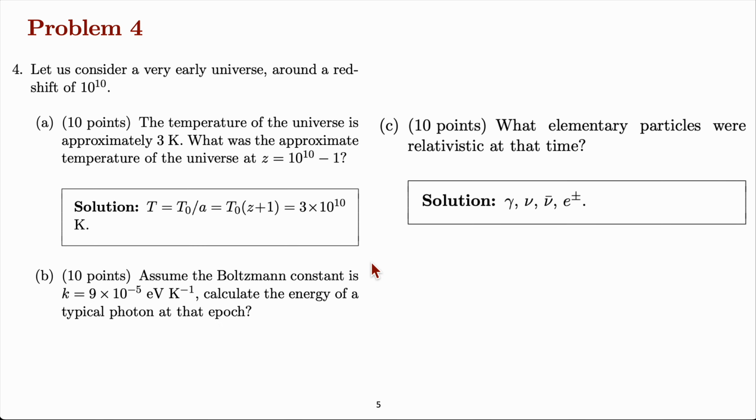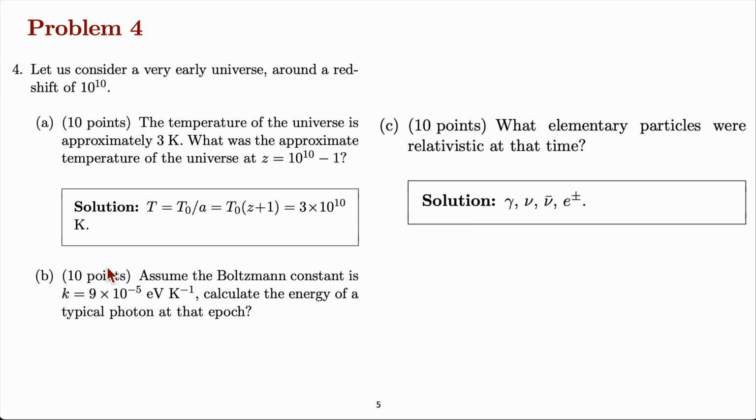Problem number 4 is also a numerical exercise. We are given a very early universe at a redshift of 10 to the power of 10. Part A is 10 points, and the temperature of the universe today is 3 K. What was the approximate temperature at this redshift, 10 to the power of 10 minus 1? What we've learned is that temperature scales inversely with the scale factor. So the temperature should be 3 times 10 to the 10 Kelvin.